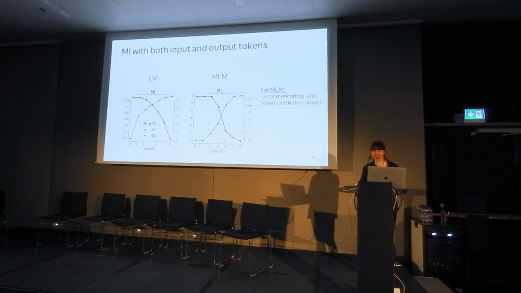And when we look at the results, we see that there are actually two processes going on for both language models. Losing information about input, which we saw before, but also accumulating information about output. And for masked language model, these processes are more distinct and can be thought of as context encoding and token reconstruction stages. And this is the key illustration of the information bottleneck principle for token representations. So losing information about input while accumulating information about output. And this is the process we will see later in different experiments.